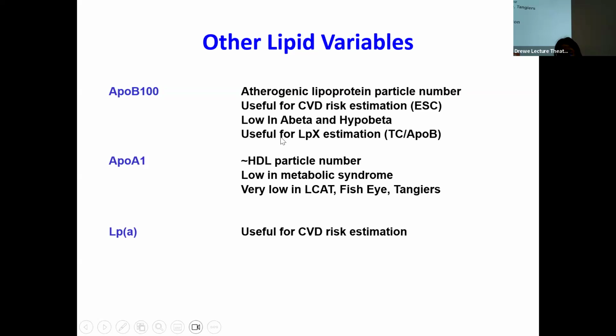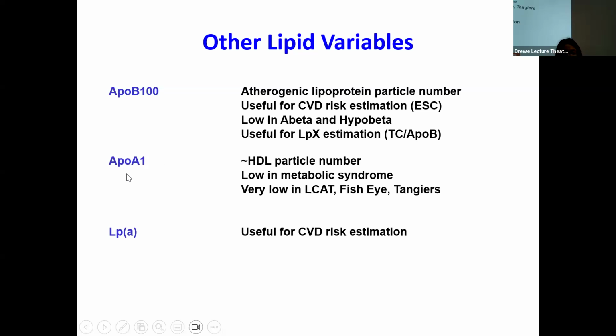Also, quite rarely, but we do see this in patients with things like primary biliary cirrhosis, LCAT deficiency, and some of these other conditions where lipoprotein X accumulates. That's a very hard thing to measure directly. So we use the total cholesterol to ApoB ratio to help us estimate the lipoprotein X levels. That's because LPX doesn't contain ApoB, so it's a useful way of differentiating it from some of these other lipoproteins.